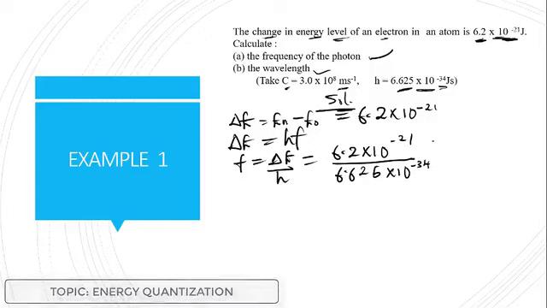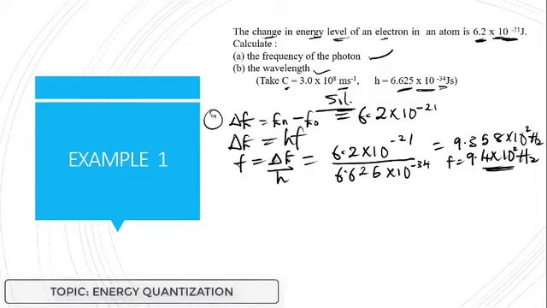At the end of the day, we're going to have our answer as 9.358 times 10 raised to the power 12 hertz, which means f is approximately 9.4 times 10 raised to the power 12 hertz. In physics, it's always good to leave our answers in standard form. This is the A part of the question. Now let's look at the B part of the question.